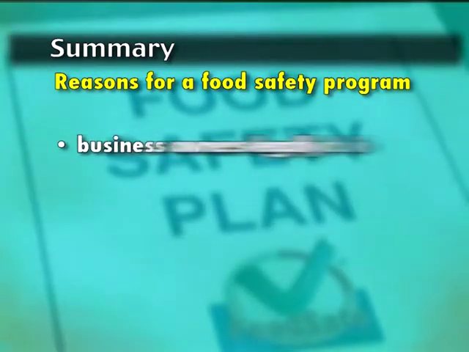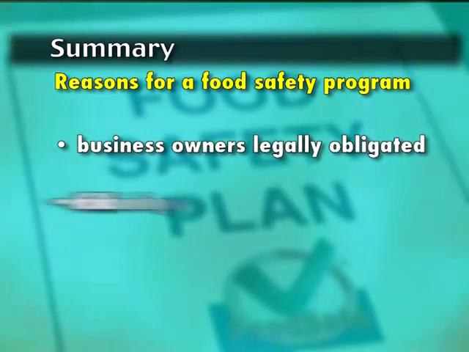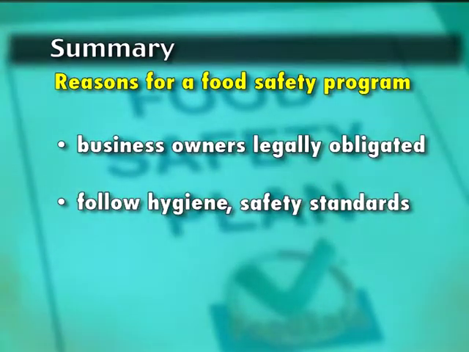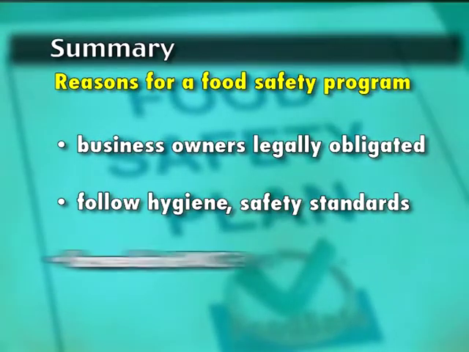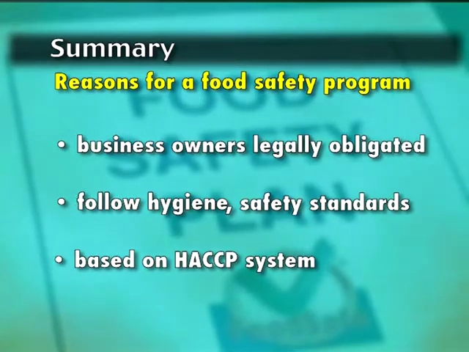In many countries, business owners are legally obligated to follow set food hygiene and safety standards. These standards are based on a comprehensive food safety risk management program called HACCP. HACCP stands for Hazard Analysis Critical Control Point System and contains 7 key principles.